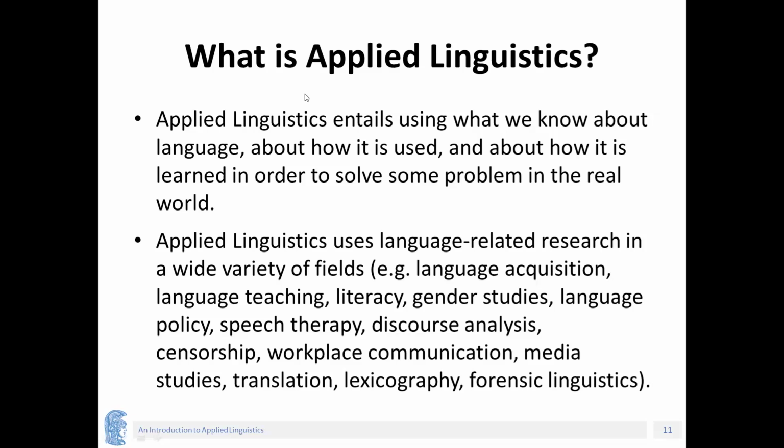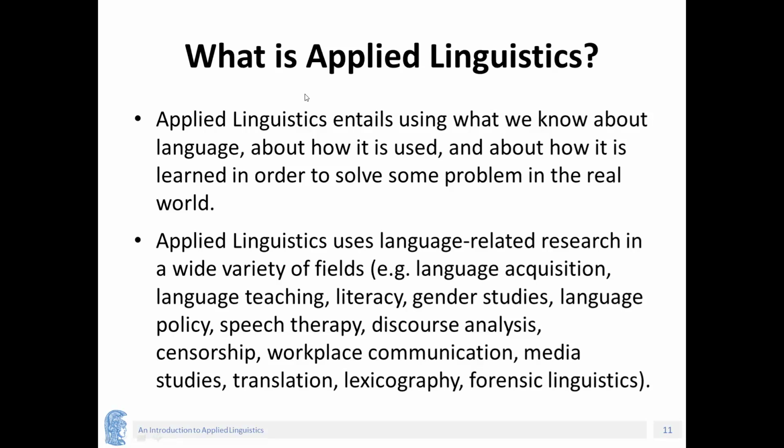Okay. Applied linguistics entails using what we know about language, about how it is used, and about how it is learned in order to solve some problems in the real world. There are different branches of linguistics, but remember, applied linguistics is very practical, because we are talking about how language is used, how language is learned, and how language can be used to solve some problems. That is the practical aspect of language.